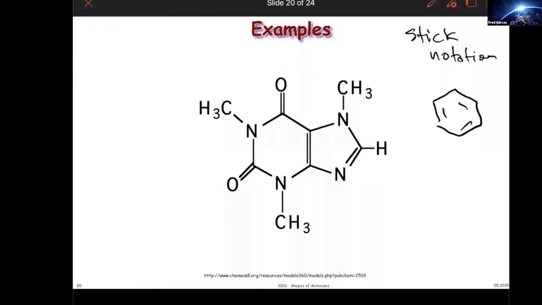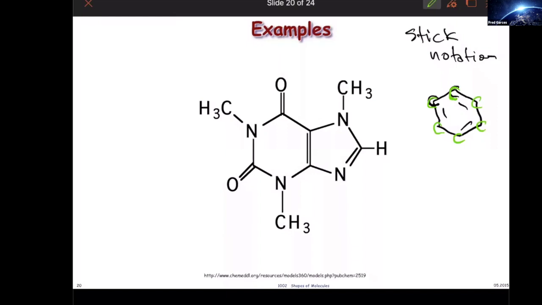Okay, and you can see it's a hexagon, but what I can do is expand it. There's a carbon here. There's a carbon here. Let me change my pen so you can see this. There's a carbon here. There's a carbon here. There's a carbon here. So wherever the line bends or stops, I have a carbon. And carbon always has 4 bonds. And so the hydrogens are implied.